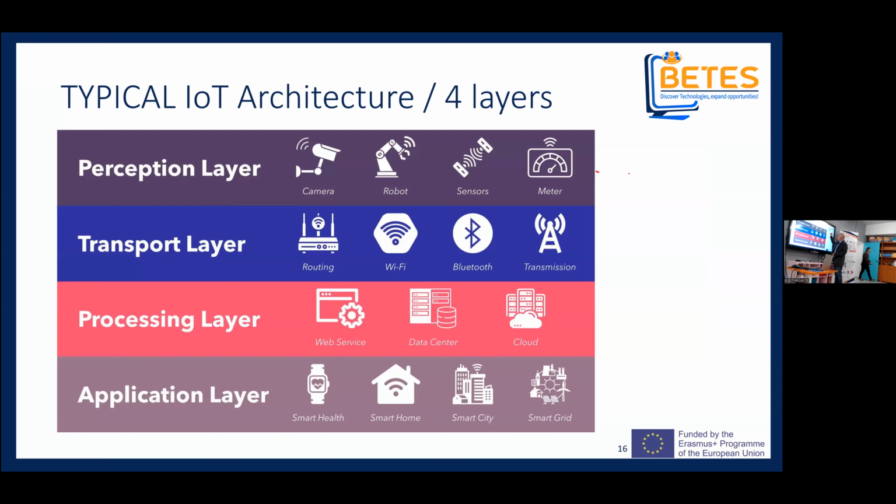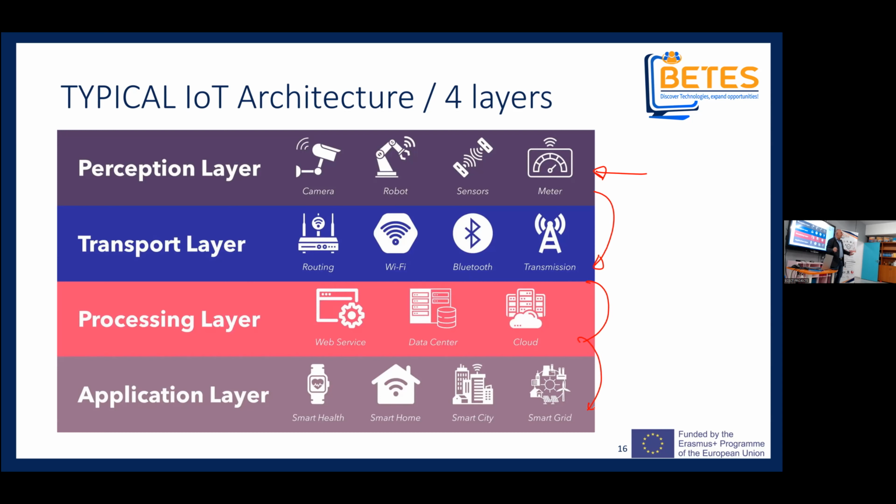The perception layer. We have cameras, robots, sensors, etc. The transport layer. Transport layer used for transmission of the data from the sensor onwards. We have the processing layer. Here, the data that is produced by the sensors is stored and processed.